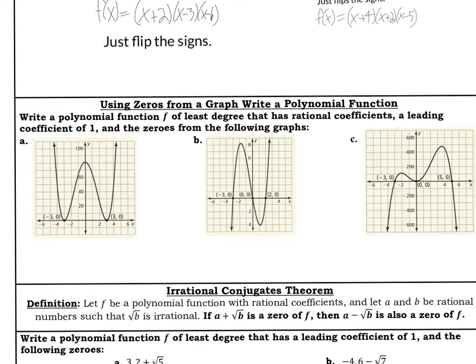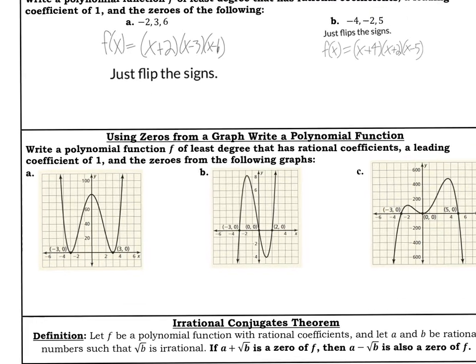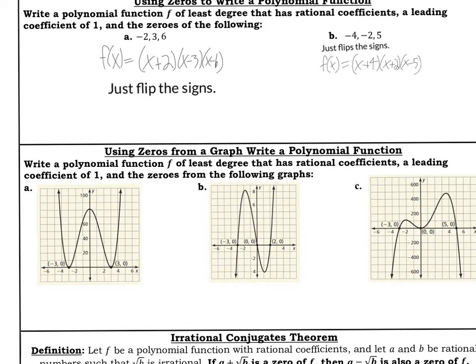So for this next section, it's going to be a very similar thing. I'm going to give you zeros, but they're going to be on the graph. And so if they're going to be on the graph, then the shape of the graph will determine the degree of the function. We're supposed to write it of least degree.